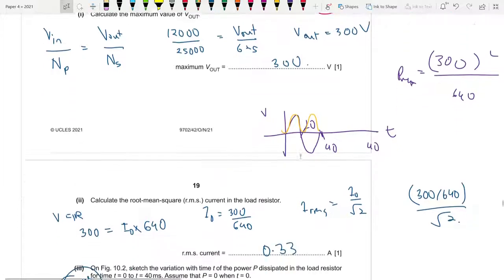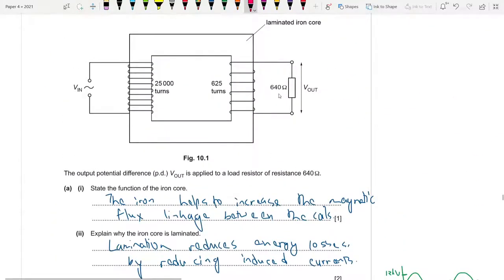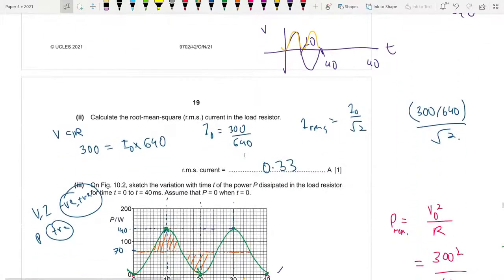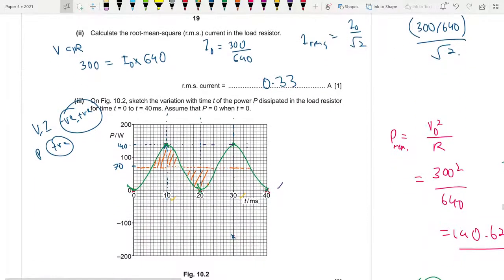Moving on, calculate the root mean square current in the load resistor. We can find out the peak current using V is equal to IR. The resistor is of 640 ohms. So 300 is equal to I naught times 640. I naught is equal to 300 by 640. That's our peak current. Now we know that RMS current is equal to I naught by root 2. So 300 by 640 divided by root 2 gives us a value of 0.33 amperes. Okay, great.